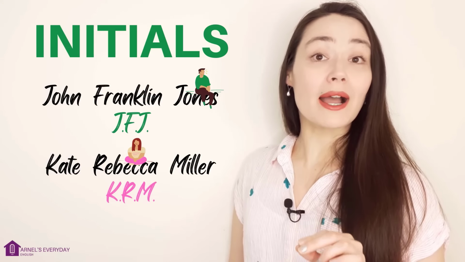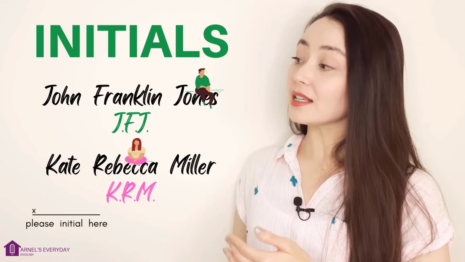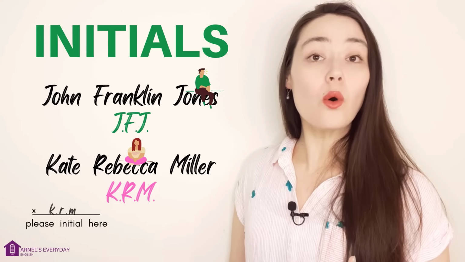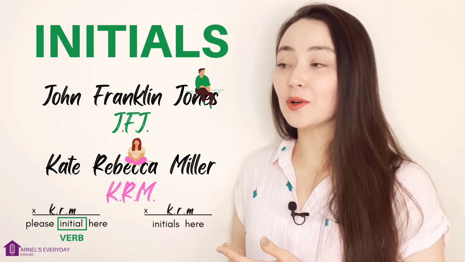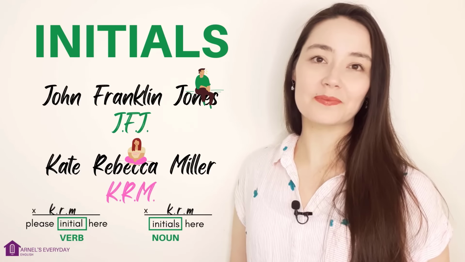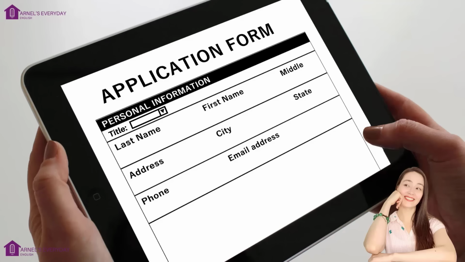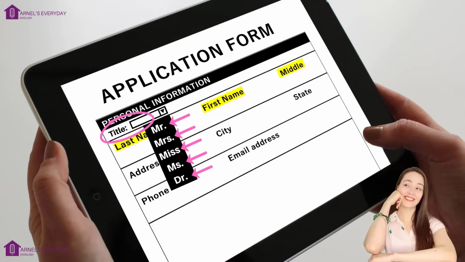On a form, you might see this. Please initial here, or initials here. We have the verb and the noun. So, on a form, you will usually see first name, last name, maybe middle name, and then here, title. Your drop-down options are Mr., Mrs., Miss, Ms., or Doctor.